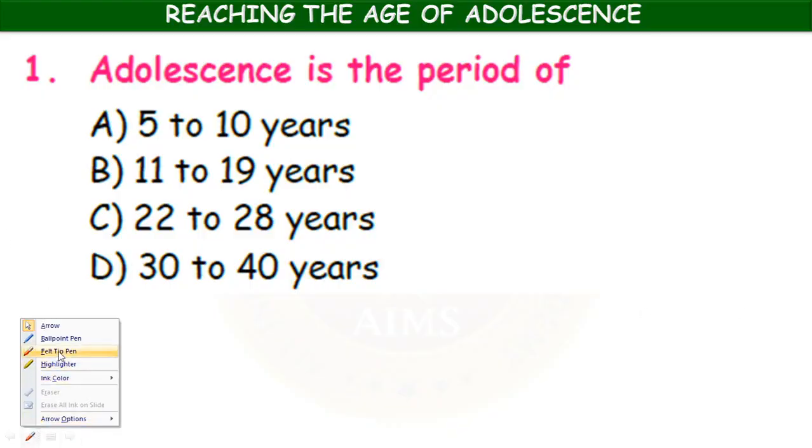The first question: adolescence is the period of what age? 5 to 10 years, 11 to 19 years, 22 to 28 years, and 30 to 40 years. The adolescence is the period of age between 11 to 19 years.